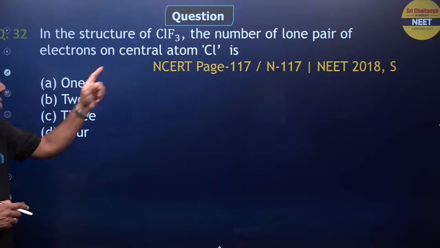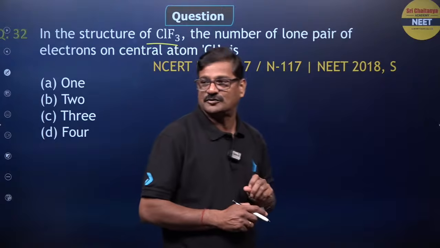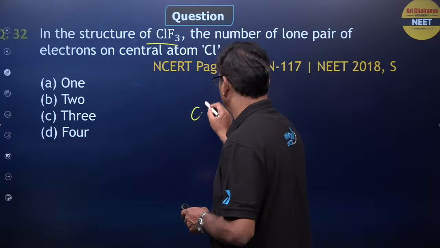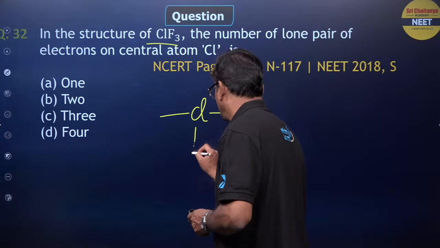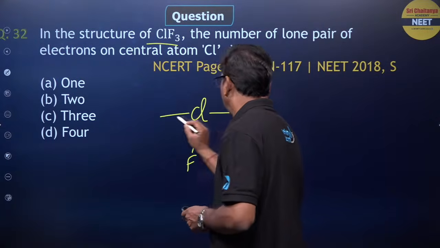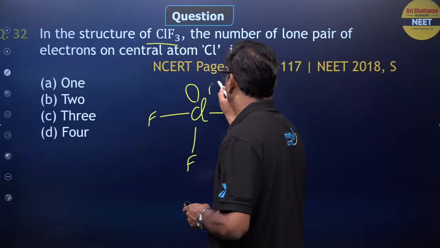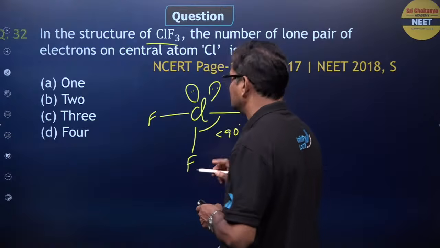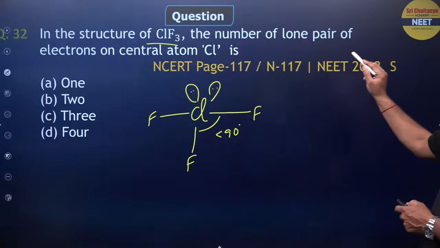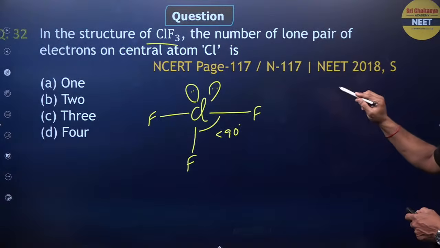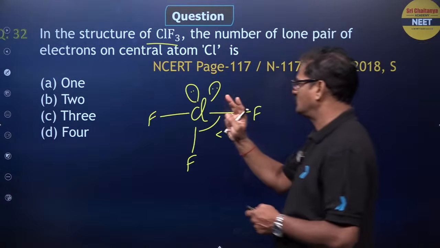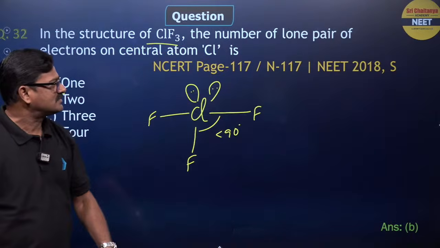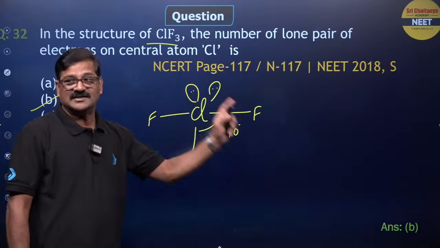Again, the structure of ClF3. What is the structure of ClF3 बच्चों? जल्दी बताओ. Quick. ClF3. Cl, it is a T shape, sp3d hybridization, and the bond angle is less than 90 degrees. The number of lone pairs of electrons on central atom chlorine is 2 lone pairs. It is a T shape. Answer for this question B, and it is 2018 NEET examination.